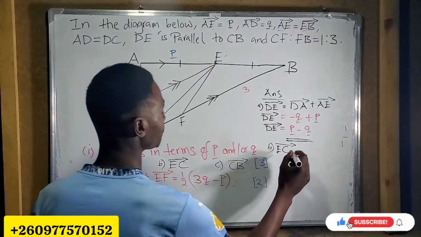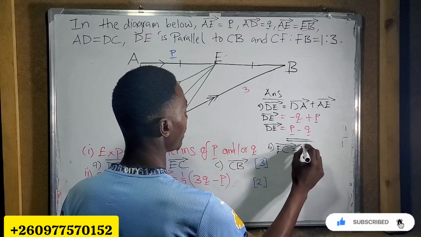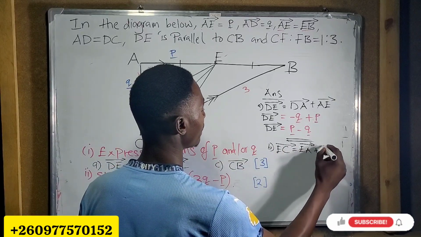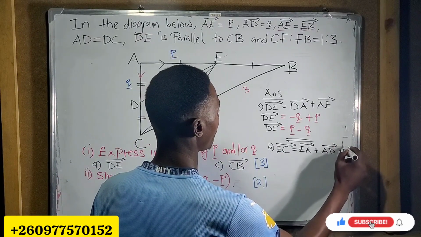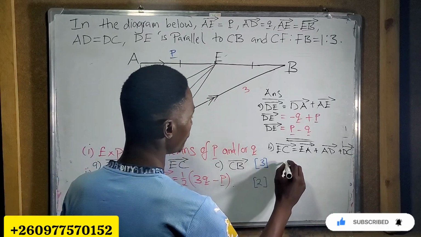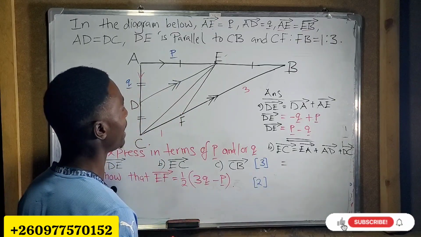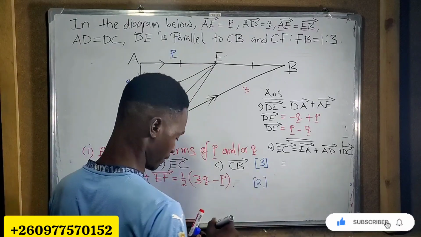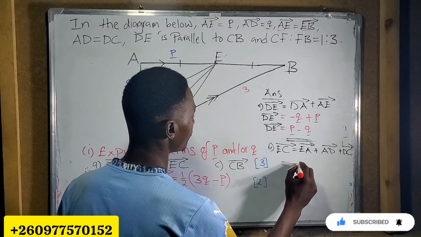So this is what we're going to do. I'm going to say EC is equal to EA plus AD plus DC. Now, here is the issue. What is EA? EA is the opposite of P, so it will be negative vector P.